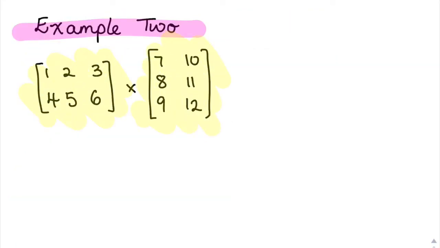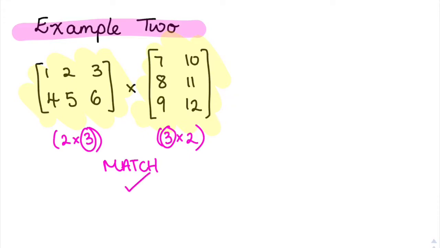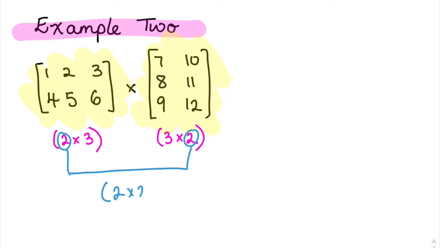In this example, we have a 2 by 3 matrix being multiplied by a 3 by 2 matrix. Since the middle two values are equal, we know we can go ahead and multiply. We will end up with a 2 by 2 matrix, so let's sketch this out.